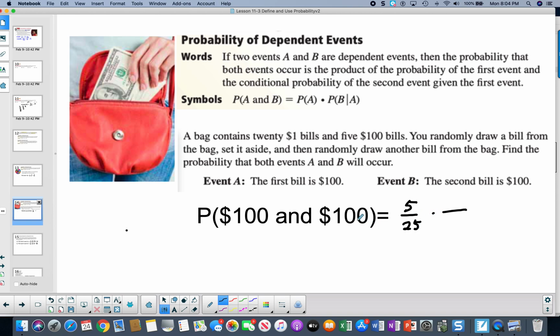Now, because the second 100 is dependent on the first drawing, remember once a 100 is drawn, you no longer have 5 $100 bills. You now have 4. So you have 4, and you no longer have 25 bills in the bag. You now have 24. So this second probability is depending on the first probability, and if you do all your simplification and multiplication, you'll get 1 over 30.